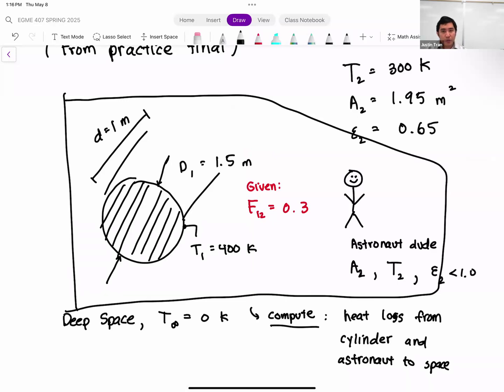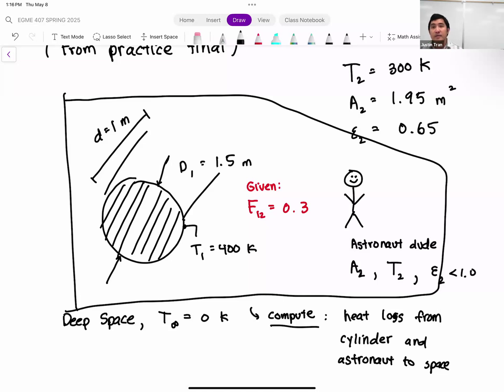So we have two objects, but essentially we have a third object as well. The third object is going to represent deep space. We want to find out how much heat is being lost from the astronaut and from the cylinder to deep space. So this is a very standard radiation exchange problem, and we are going to go through our 4-step process and compute everything. Any questions on this?